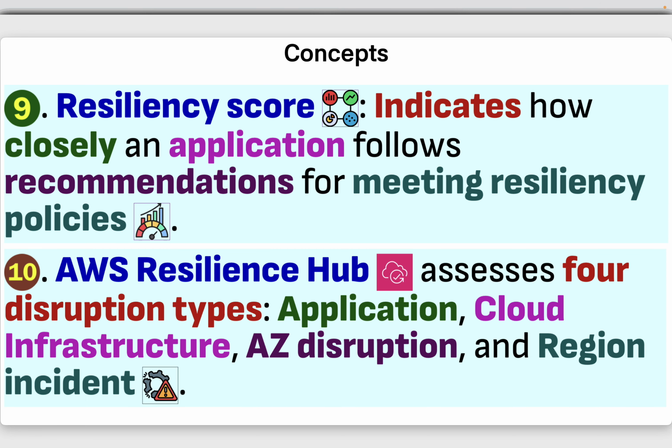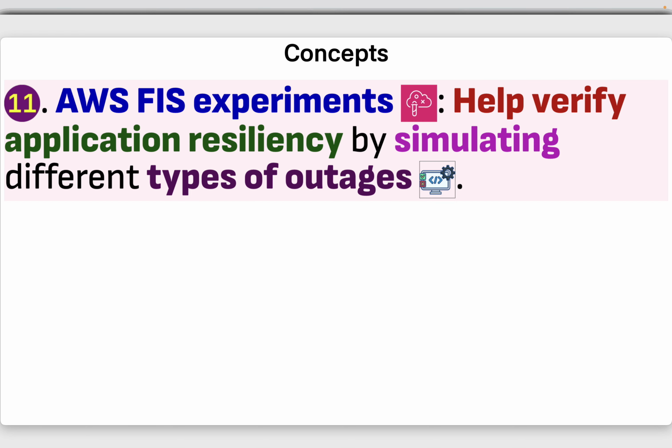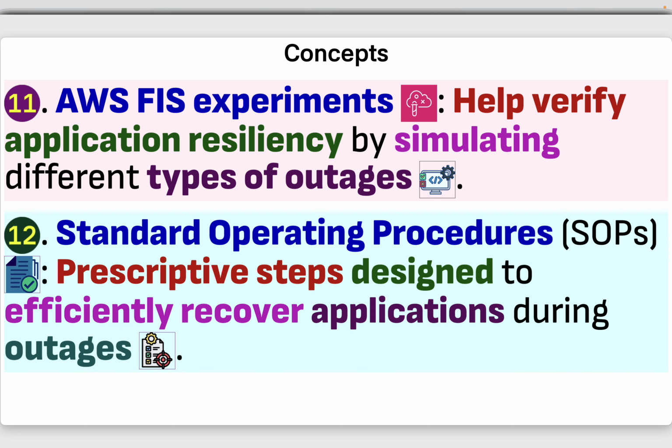AWS Resilience Hub, this is the service. It assesses four disruption types: 1. Application. 2. Cloud infrastructure. 3. Availability zone disruption and 4. Region incident. AWS FIS experiments help verify application resiliency by simulating different types of outages. Standard operating procedures are the prescriptive steps designed to efficiently recover applications during outages.